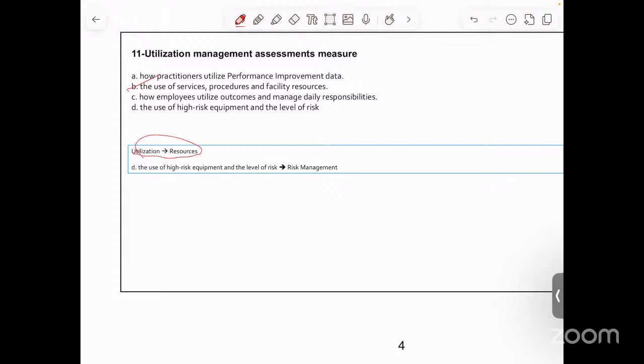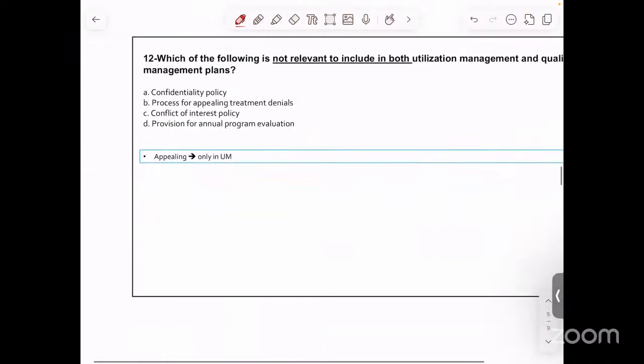Okay, for letter D, the use of high-risk equipment and the level of risk, this is risk management. Letter A is incorrect because this relates to quality improvement efforts, not utilization management. Letter C is also incorrect because this pertains to workforce management. Letter D is about risk management. Okay, so we are clear about this one.